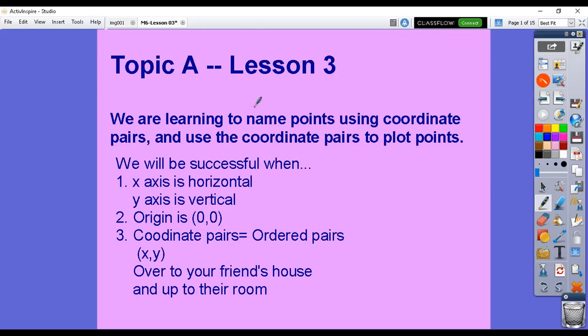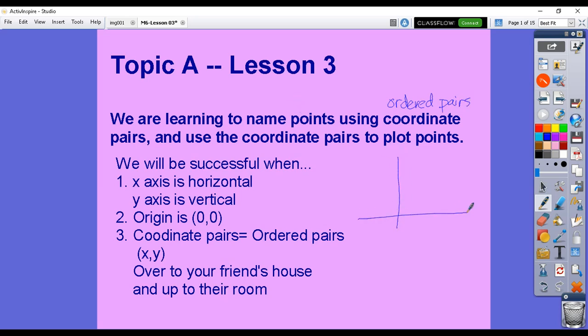I'm going to be teaching you Module 6, Lesson 3, where we're learning to name points using coordinate pairs. Sometimes those are called ordered pairs, and the use of coordinate pairs to plot points. So we're going to be using a coordinate grid, and I know that's something that you've done in the past.